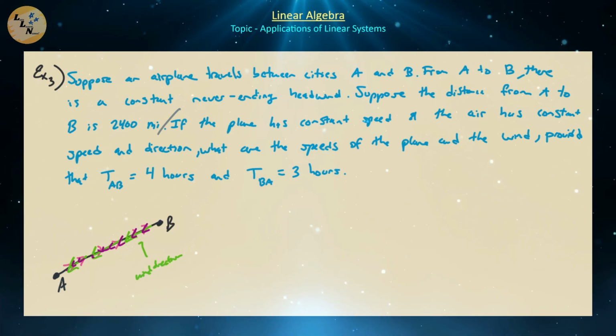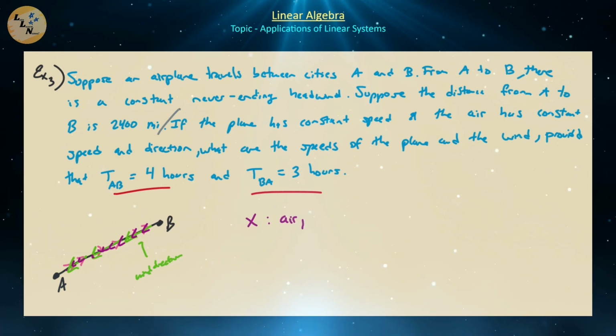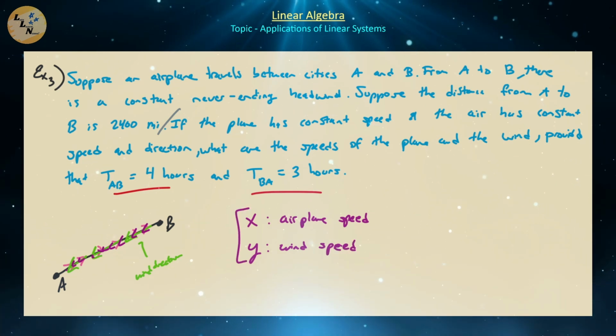Right, and these times make, of course, sense, right? So if the wind is going in the direction from B to A, then it should take a little bit longer to travel from A to B versus from B to A, right? So if there wasn't any wind, then it should take somewhere between, say, 3 and 4 hours. So what I want to start off by doing is just labeling the speeds that we seek to find. So we're going to be letting x represent the airplane speed. So x is going to be the airplane speed, and y is going to be the wind speed, right? And we want to find both of them.